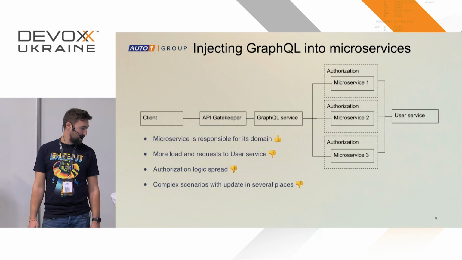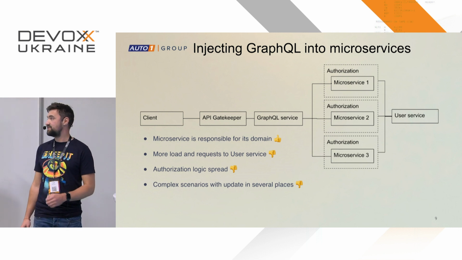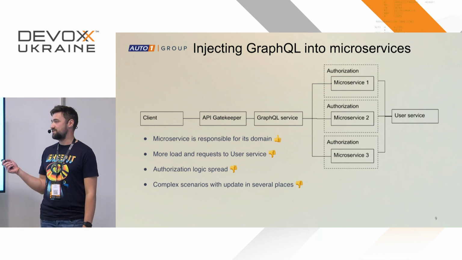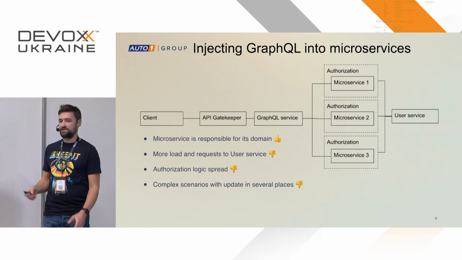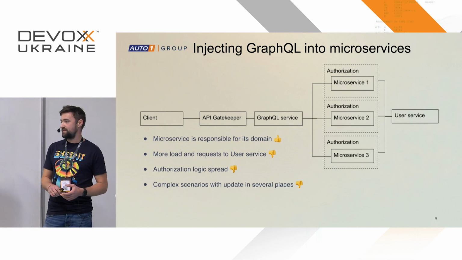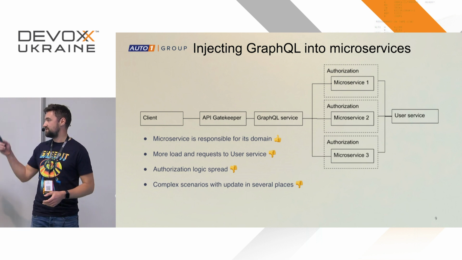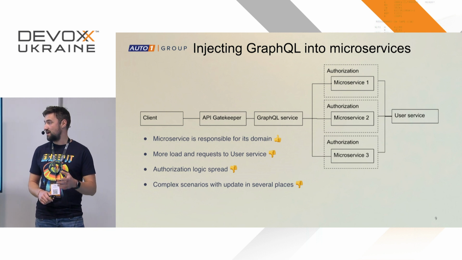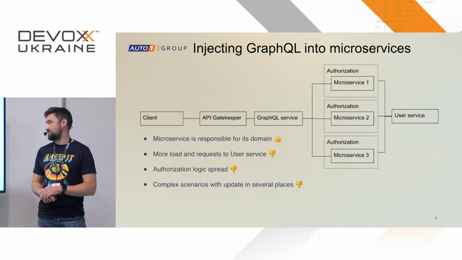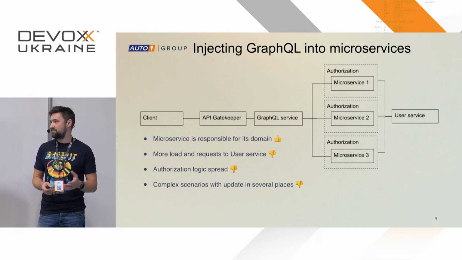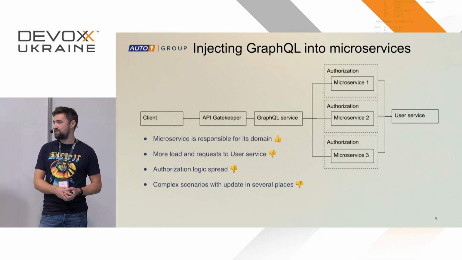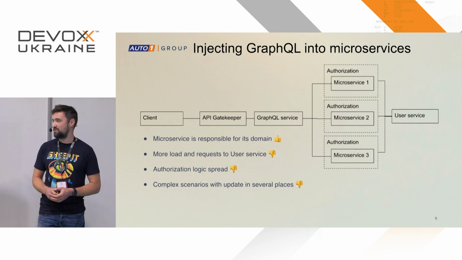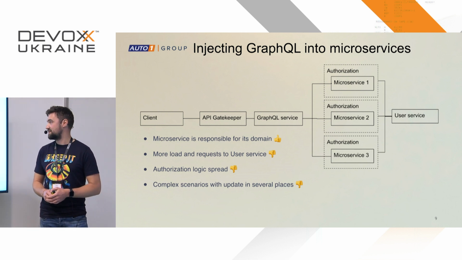The other one would be injecting the authorization on the business level, so into the microservices. This is good because a microservice is responsible for its own domain, but then we have this user service which returns the user with the whole set of permissions, and it creates more load on this user service because each and every microservice will be requesting the user. You can argue that we can send all the permissions in the JWT token, but then it will grow if you have hundreds of permissions, and probably we also don't really want to do that.